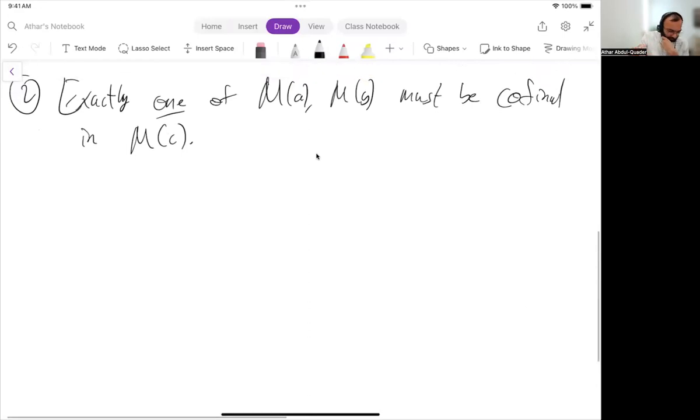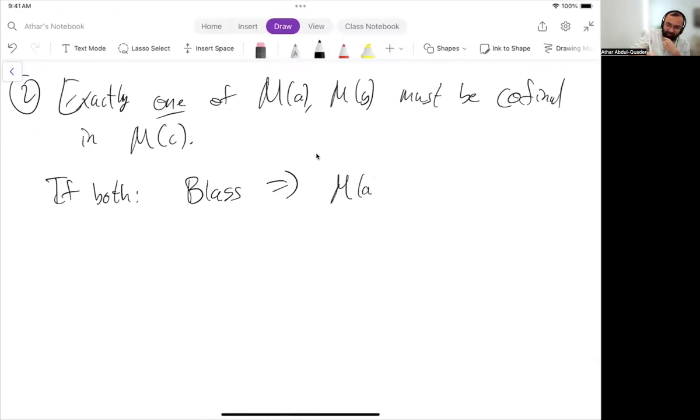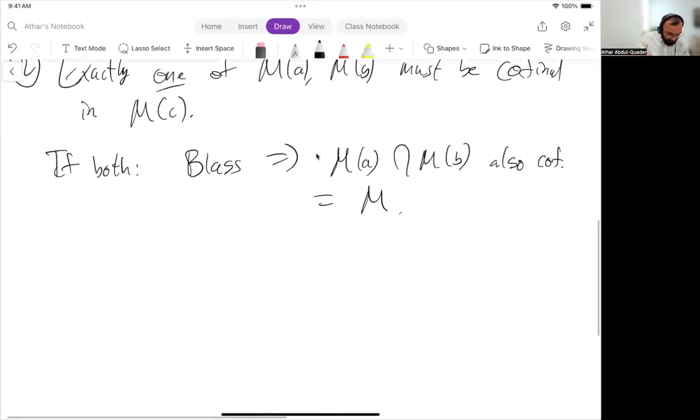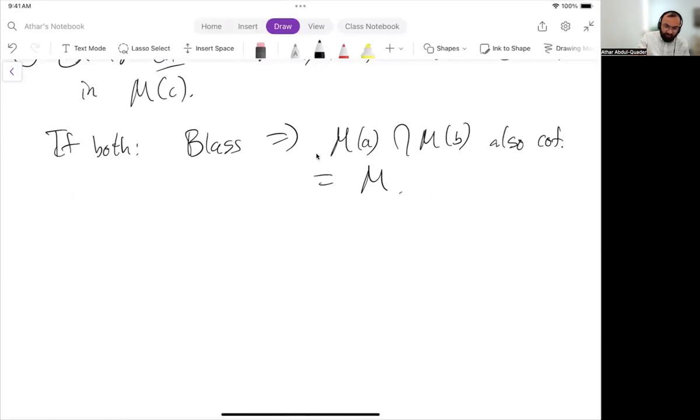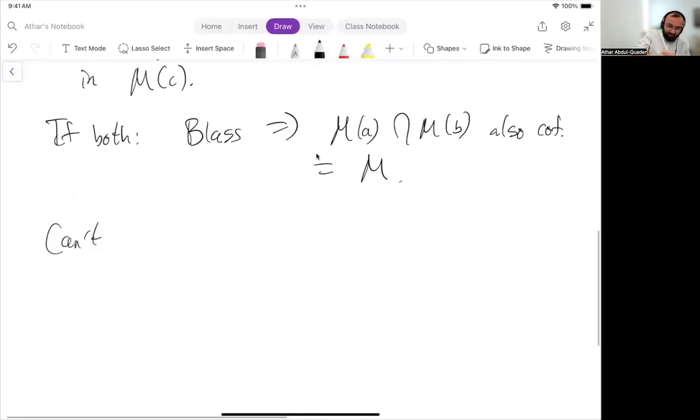And so, well, why couldn't both, right? If both were cofinal, then the Blass condition would imply that m of A intersect m of B would also be cofinal. But this is m, and we just said it's an initial segment. So they can't both be cofinal. They can't both be end extensions.